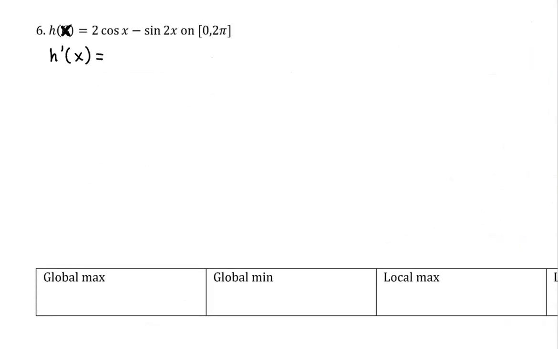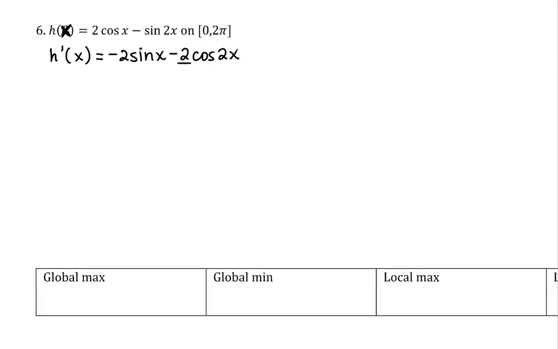I'm going to change this independent variable there to x to stay consistent. We'll come in and start taking our derivatives. The derivative of 2 cosine x is -2 sine x. And the derivative of negative sine 2x is -2 cosine 2x, where this 2 on the outside is coming from the chain rule. This 2 on the outside is the same 2 that was already there.